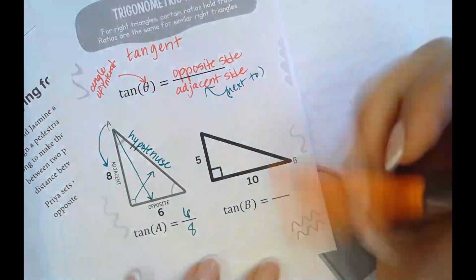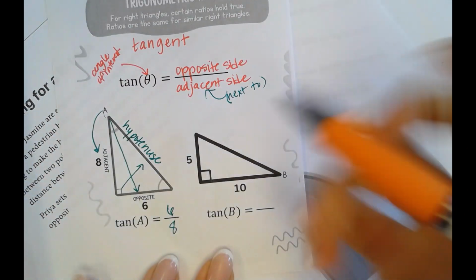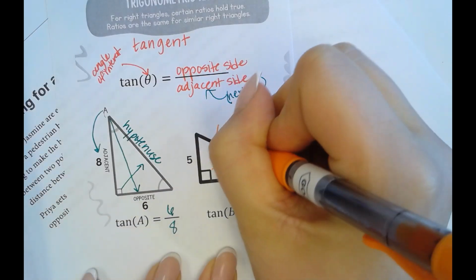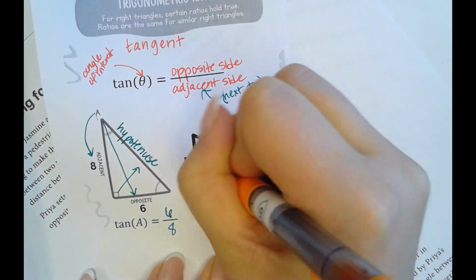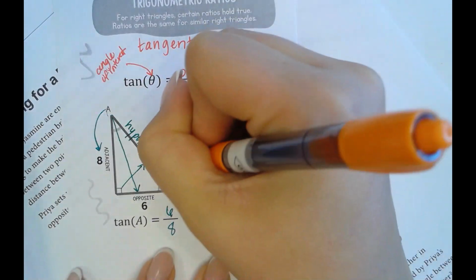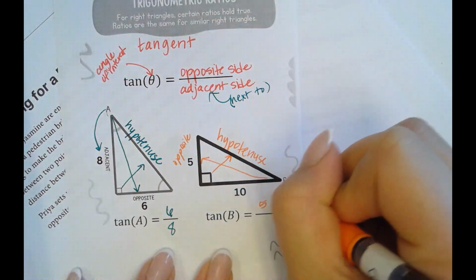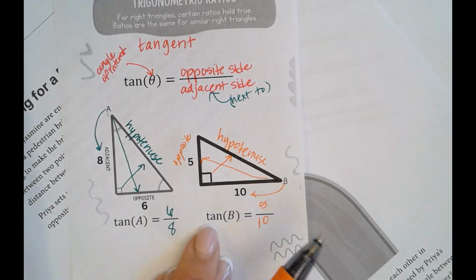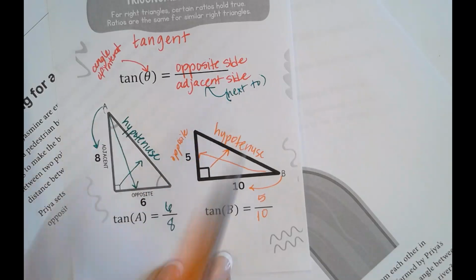All right. So if B is our angle of interest, we first have to identify the hypotenuse as always. And then if B is our angle of interest, then my opposite side is 5. My adjacent side would be 10. And so we can always identify the opposite and the adjacent based on what our angle of interest is.